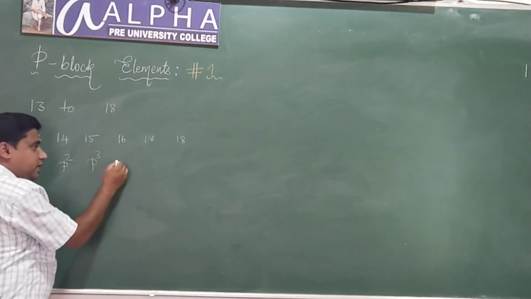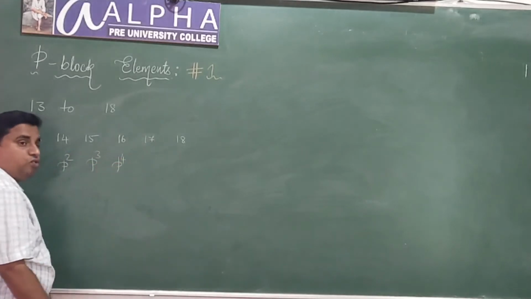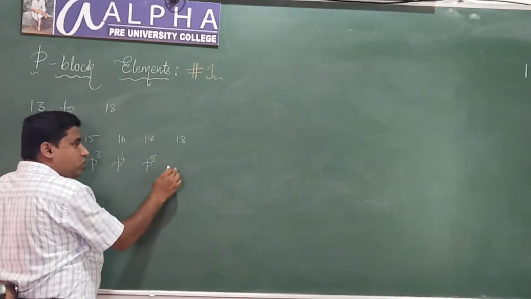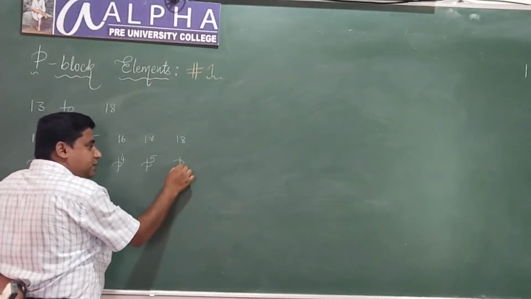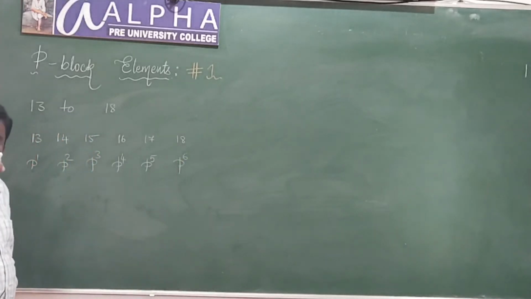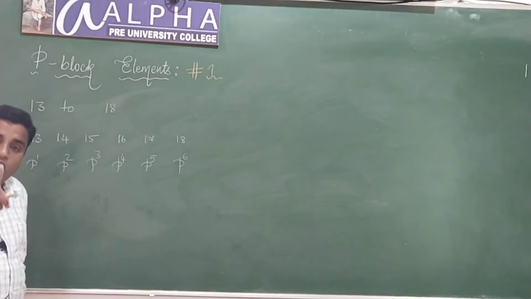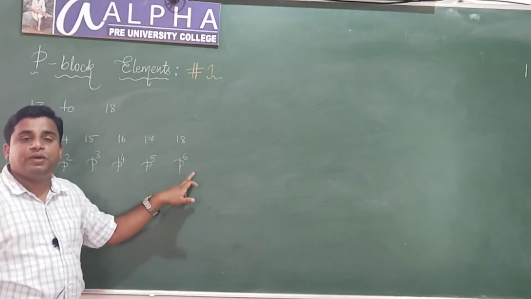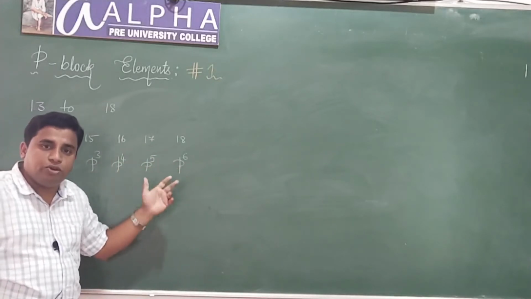In group 16, the p subshell will be filled with what? 4 electrons. In group 17, it will be filled with 5 electrons. And in group 18, how many electrons? 6 electrons. Therefore, filling up of p orbitals starts from group 13 and the p subshell is completely filled in group 18. Hope you remember this point.